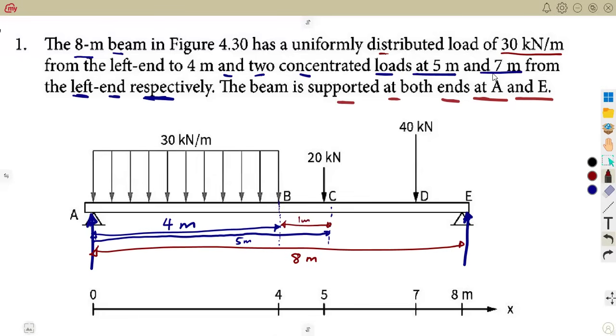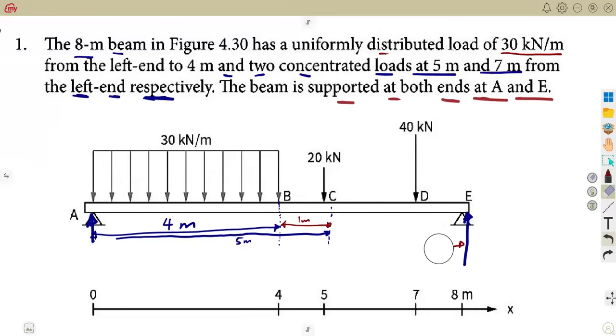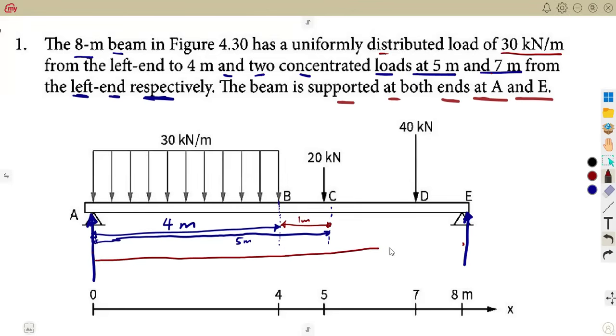The other one is 7 meters. Sorry for that, let me just remove this one. The other one is 7 meters, meaning as we are moving from this point to this one, the other concentrated load is this one, 7 meters.